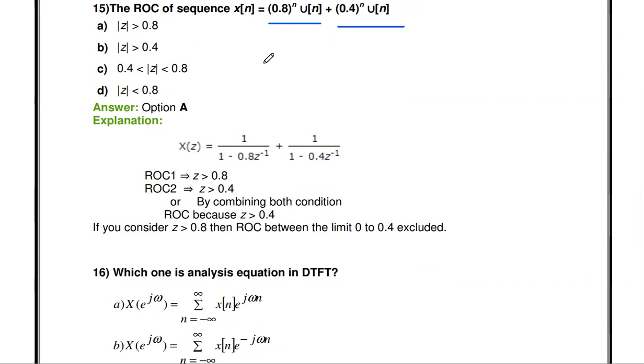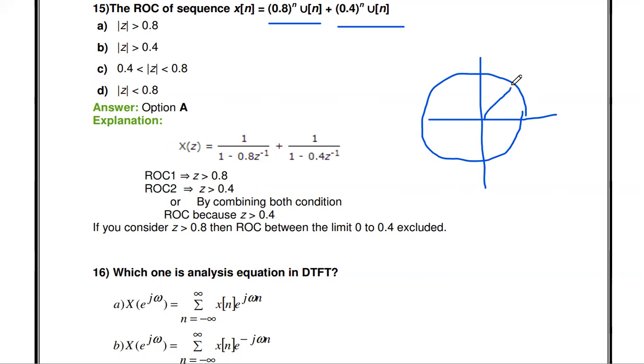In order to find the combined ROC, first we have to find the ROC for each signal. For the first signal, already you know for a to the power n u of n, the ROC is modulus of Z greater than a. Here the value of a is 0.8, so modulus of Z greater than 0.8 is ROC1. Similarly, for the second signal, the ROC is modulus of Z greater than a, where a is 0.4.